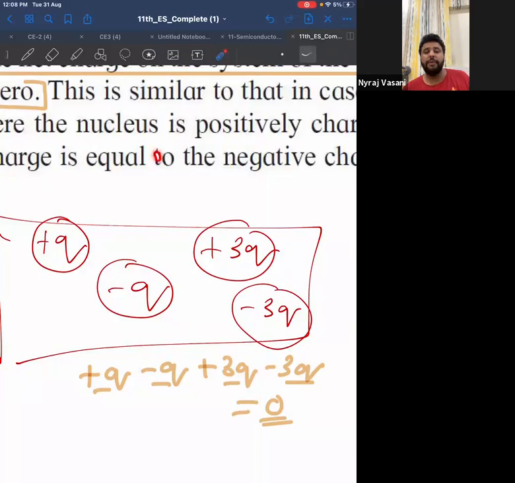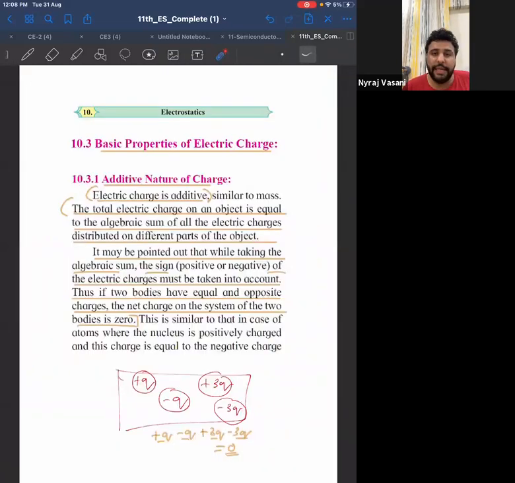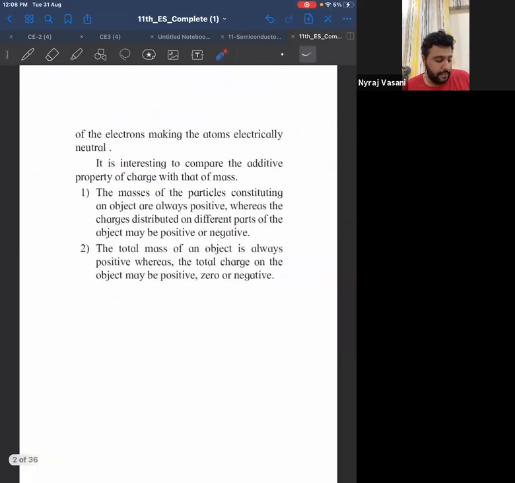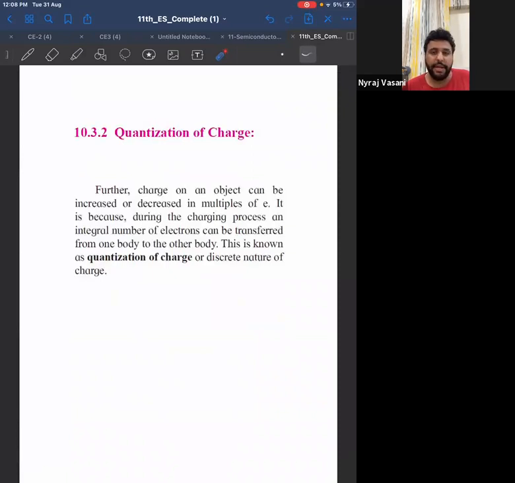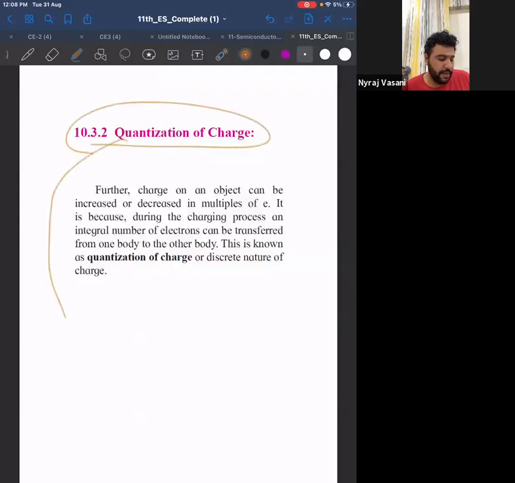Finished? So if I ask you what is the first property of charge, you will tell me that charges can be added. That is called additive nature of charge. Now, if I ask you what is the second property of charge, your answer will be quantization of charge. There is no need to write anything. Tell me, have you studied this formula? I'll write one formula on the screen. Just tell me whether you have studied that formula or not.